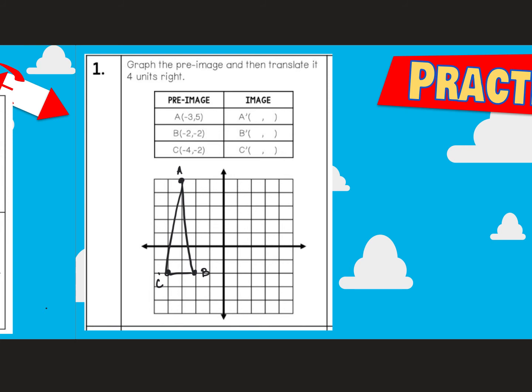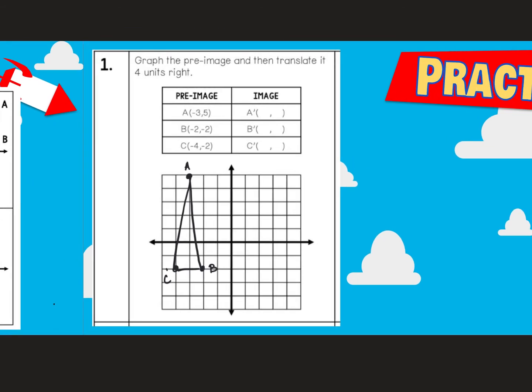All right. So now it's telling us translate it 4 units to the right, all right? So we're translating it 4 units to the right. So we're not doing anything going up or down. We are just going to the right. So that means my x terms, I'm going to add 4 to. So negative 3, I'm going to add 4. Negative 2, I'm going to add 4. And negative 4, I'm going to add 4, which gives me 1, 2, 0. So my new x coordinates are 1, 2, 0.